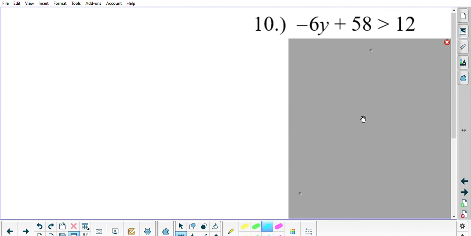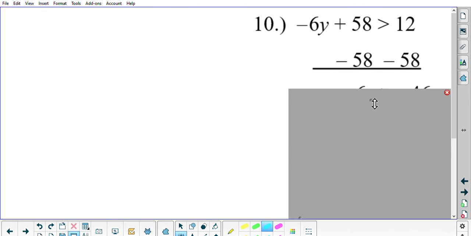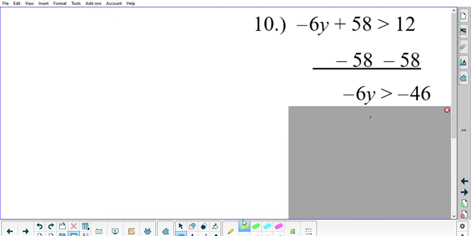Last problem, number 10. Again, we're going to do the inverse of the last thing that was happening to the variable. We're going to do that as our first inverse operation. So the inverse of adding by 58 is to subtract by 58. That will give you -46. Left-hand side will give you -6y. Adding or subtracting will not make the inequality symbol switch direction. It will not.